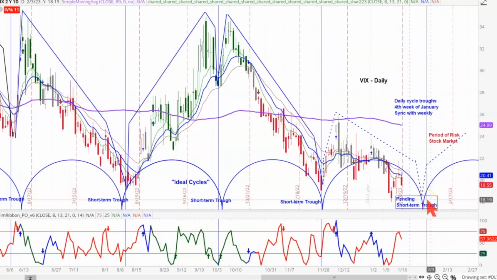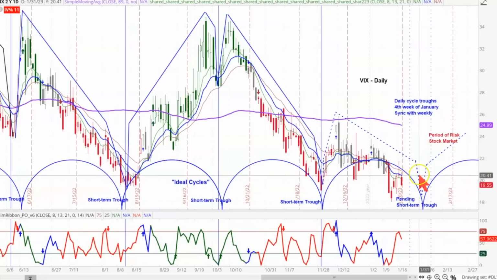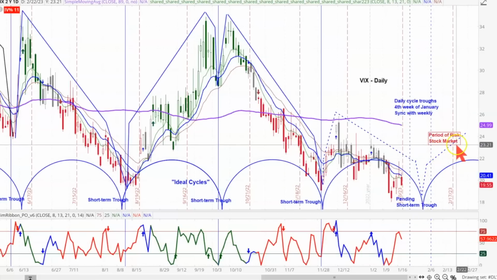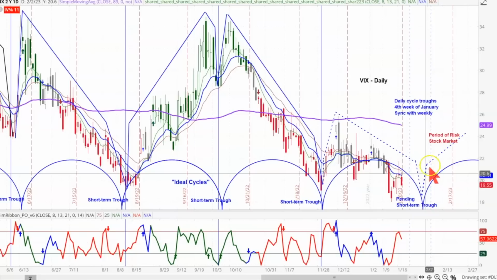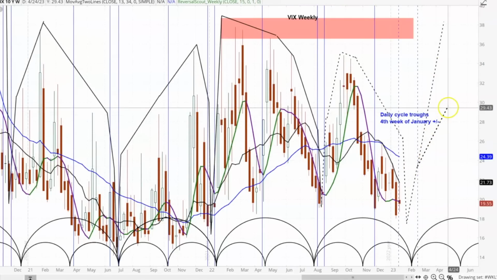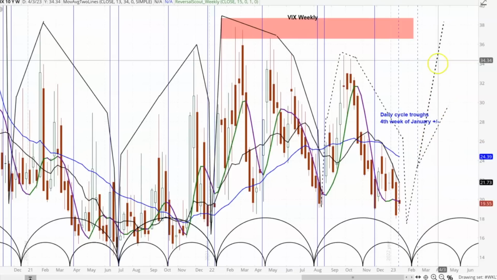That looks like where we are right now, and that would be a final move to the upside in the stock market before the stock market period of risk comes in. And these higher implied volatilities are due out into February and March. You can see that back here on the weekly, we're projecting maybe up to 30 out here in this period, and maybe even well up into the 30s and 40s, and even higher than that. And then after that, implied volatility should be falling again.